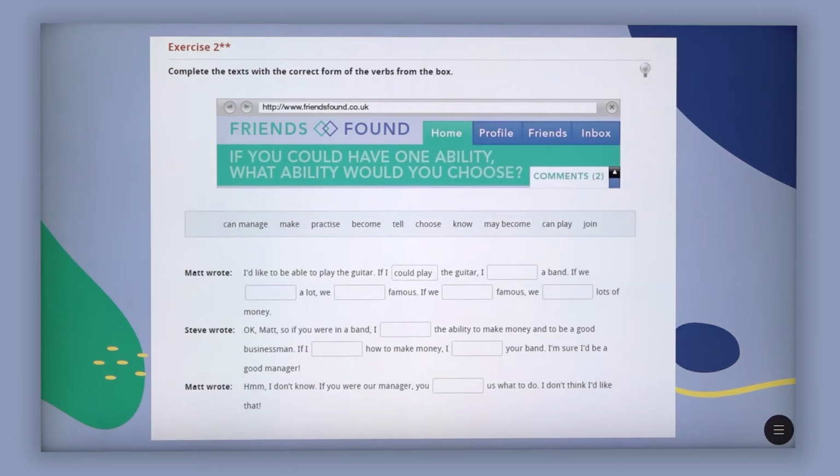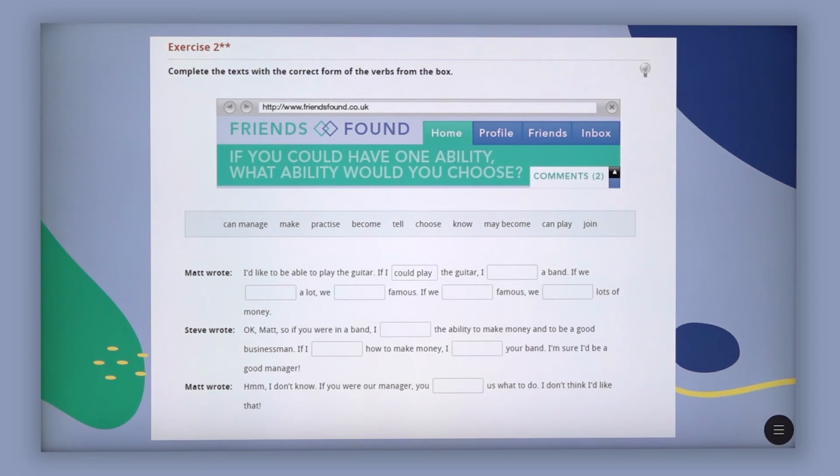The other exercise is also similar. Complete the text with the correct form of the verbs from the box. First we've got, if you could play the guitar, I would join a band. Then, if we practiced a lot, we might become famous. If we become famous, we would make lots of money.